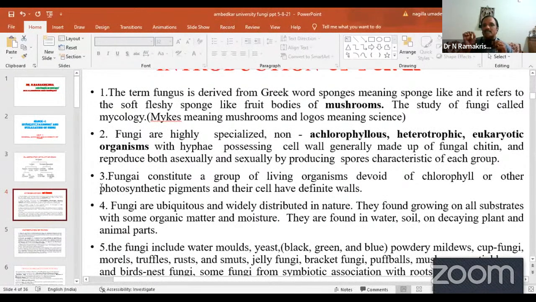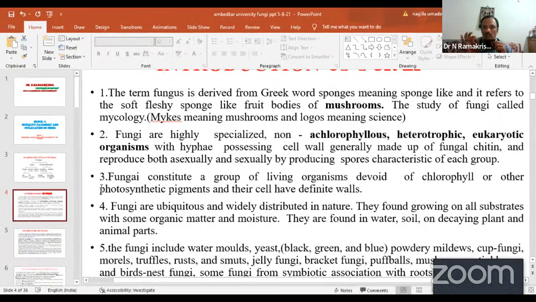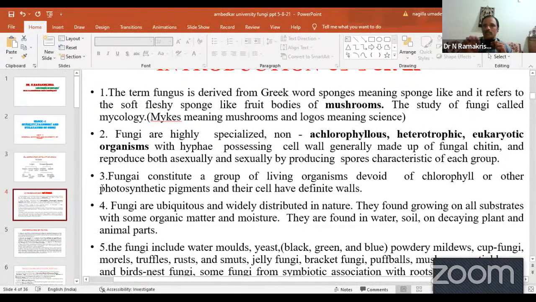The fungi are highly specialized. This is the most important point. Your first point is absence of chlorophyll. Second one is heterotrophic, meaning the fungus depends on others. If there is no host, there is no fungus. That's why we call fungus heterotrophic. Next point, eukaryotic organisms, meaning the fungal cell contains a nucleus covered by a nuclear envelope. That's why we call this eukaryotic. Achlorophyllous, heterotrophic, and eukaryotic organisms.